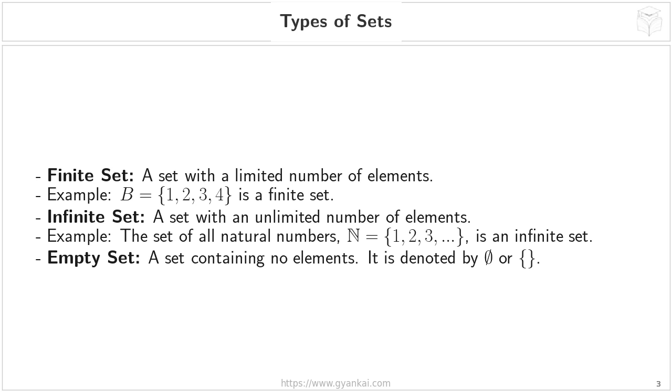Finally, we have the empty set. This is a bit of a special case. The empty set is a set that contains no elements at all. It's like an empty container. It's denoted by a special symbol, a slashed circle, often called the null set, or simply by empty curly braces. Both of these notations mean the same thing, a set with absolutely nothing inside.